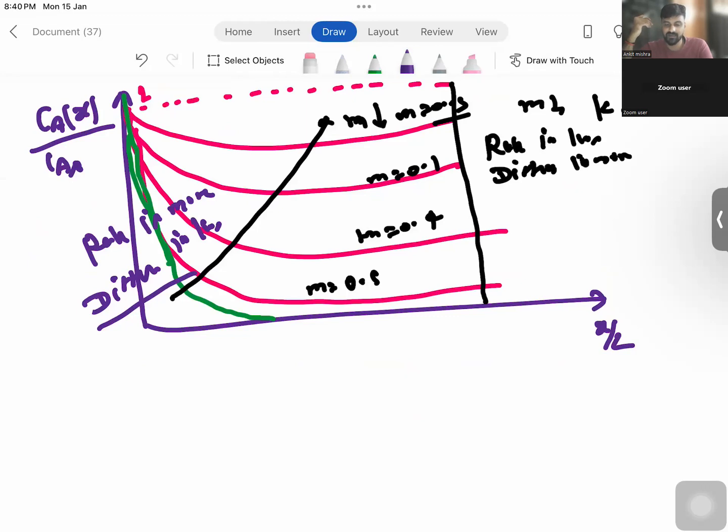In the next lecture, I'll be talking about the Thiele modulus concept and the effectiveness of the cylindrical pore catalyst reactions.